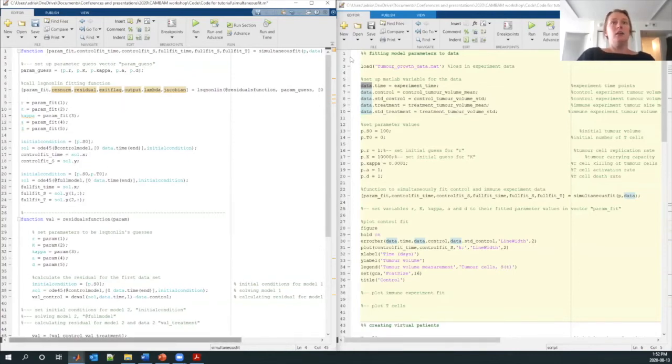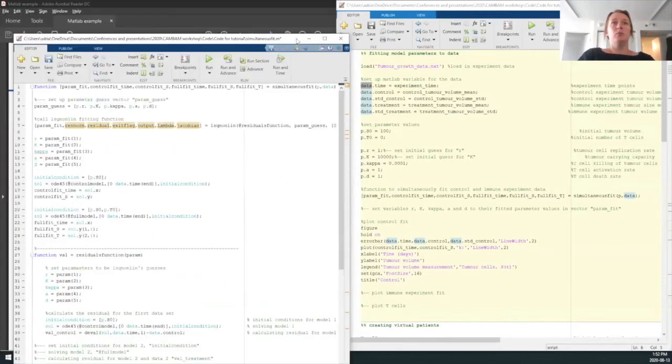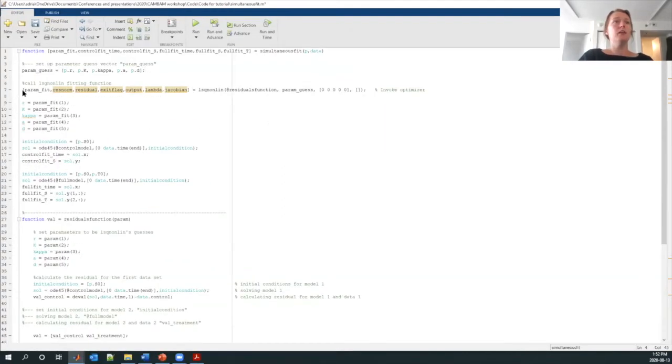This line here calls the fitting function that's inbuilt in MATLAB. It's called LSQ non-lin. There's a few other fitting functions I mentioned in the slides, but this is the one we're going to use today. So basically, this parameter guess is the initial guess for LSQ non-lin, the least squares nonlinear fitting function. And what it's going to do is take the parameter guess and feed it into this function called residuals function, which is down here.